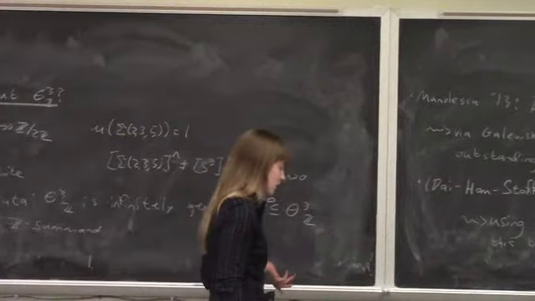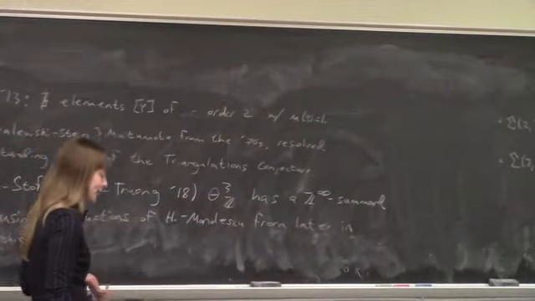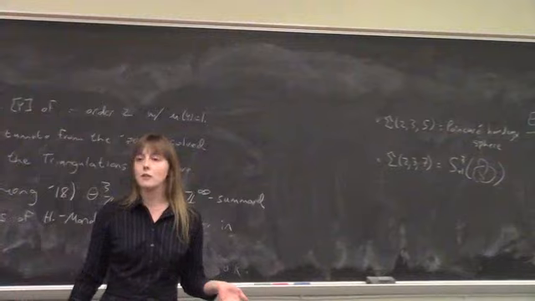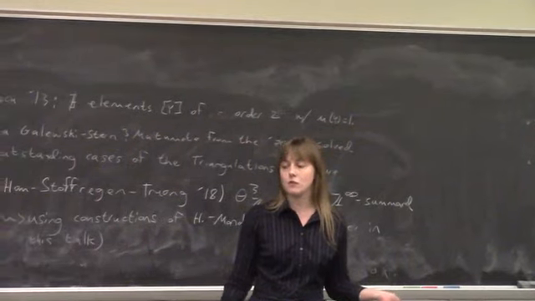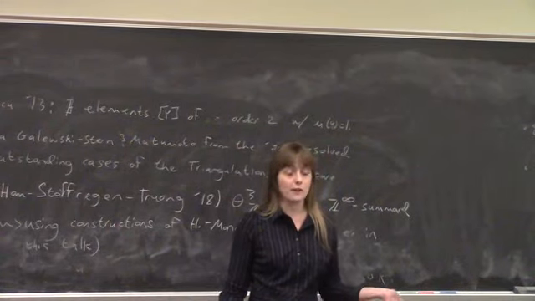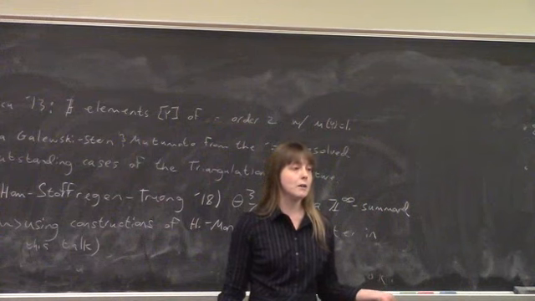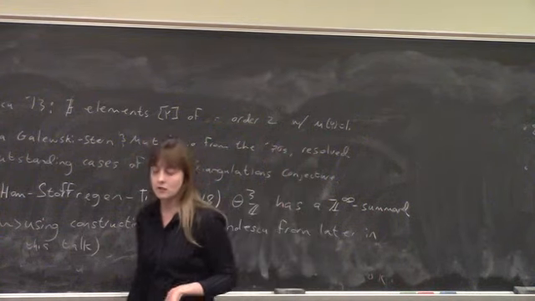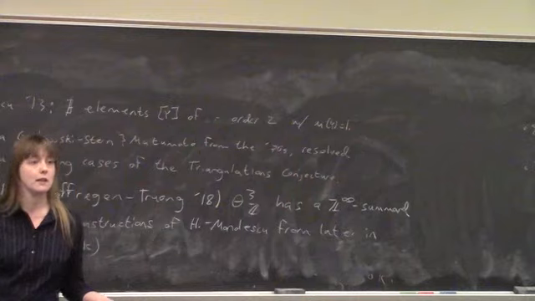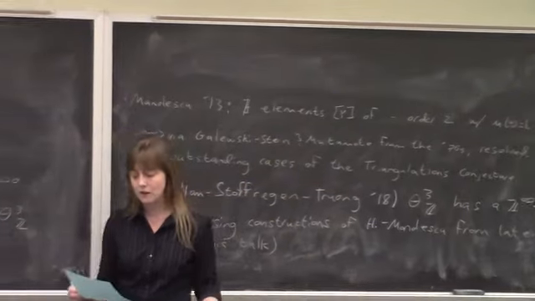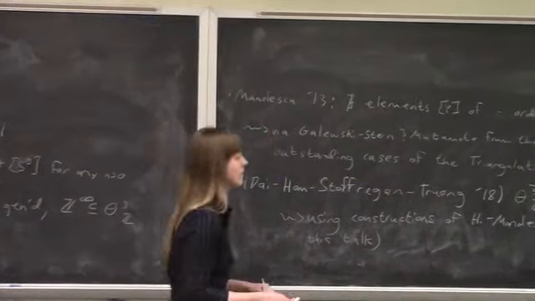We also don't know if every class includes a surgery on a knot. So I told you not every three-manifold is surgery on an individual knot, not every integer homology sphere is surgery on an individual knot. But we don't know if every integer homology sphere is homology cobordant to a surgery on a knot. That's also an open question. So you see there are many things we don't know.